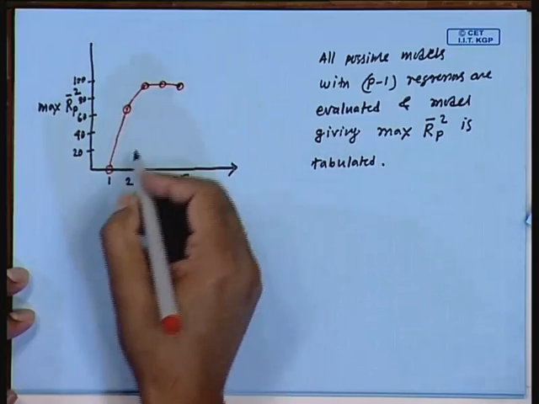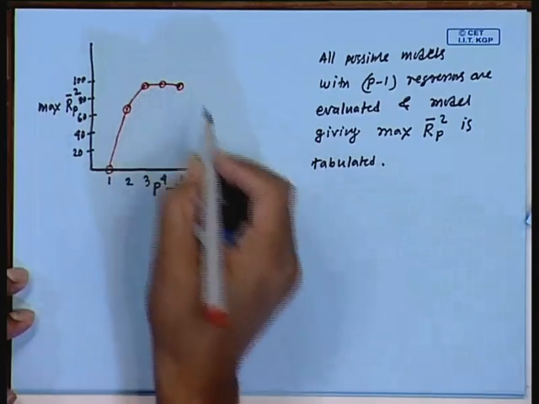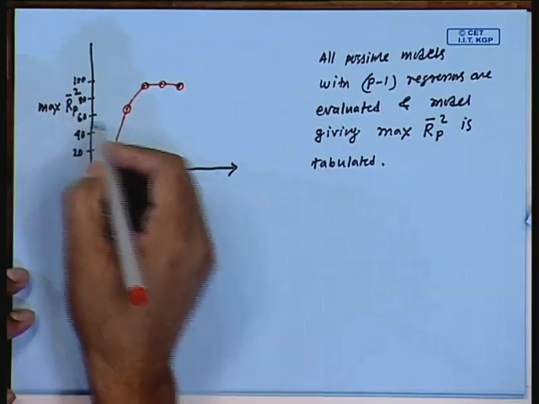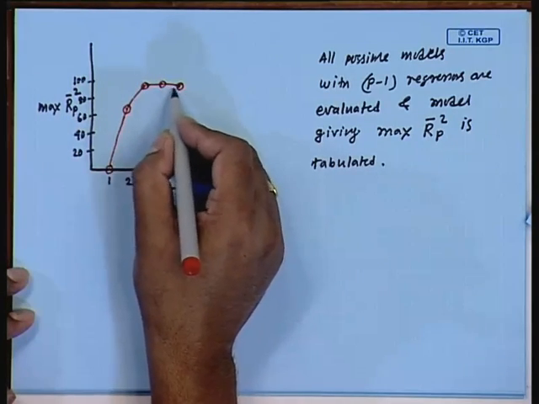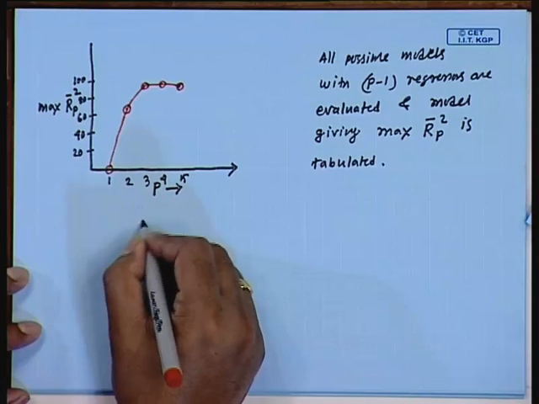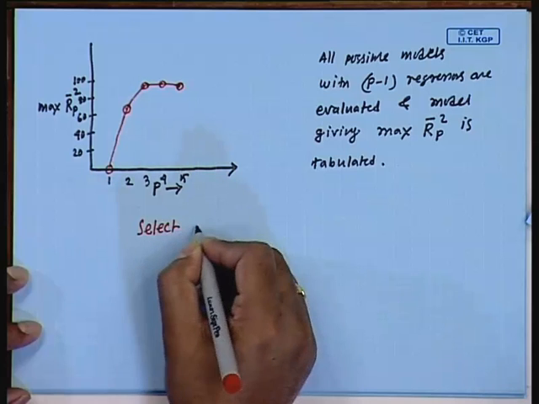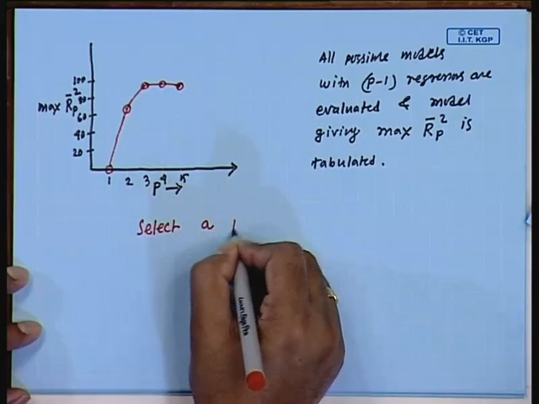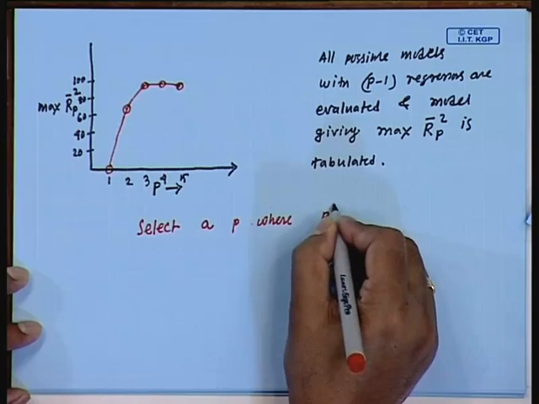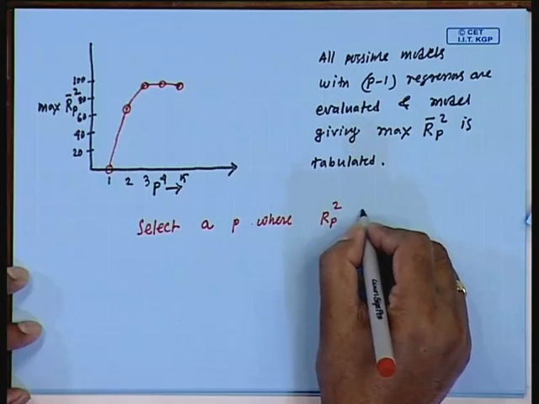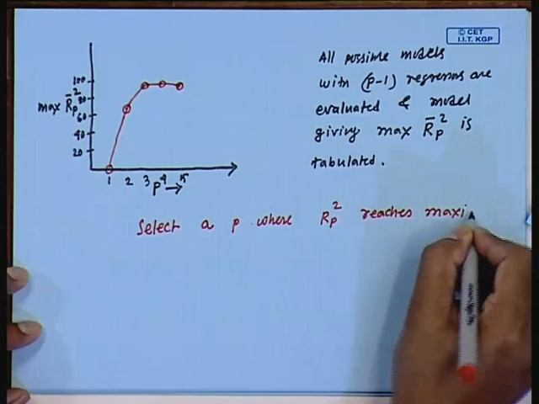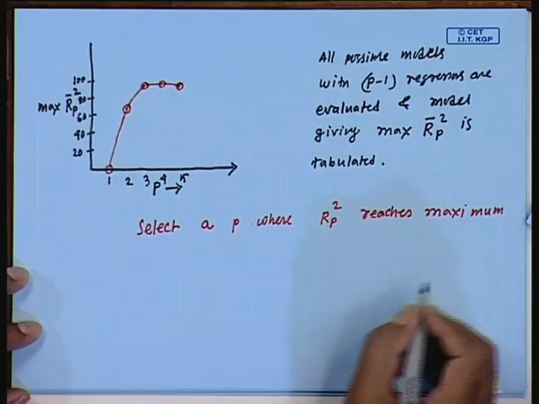So, here you can see it is not necessarily always increasing; the value of adjusted R-square can decrease also sometimes. So it suggests that the selection criterion is that you select a P where R-square reaches maximum. Okay.